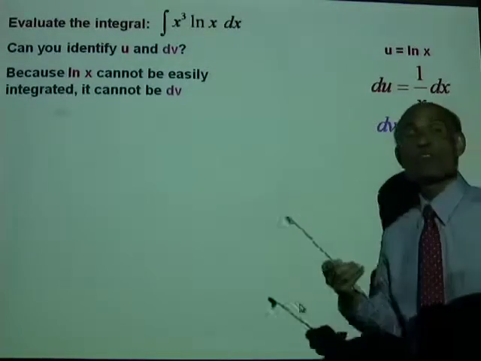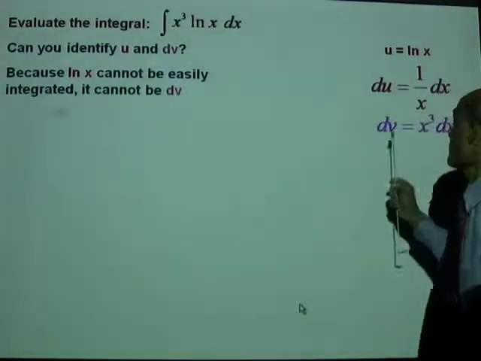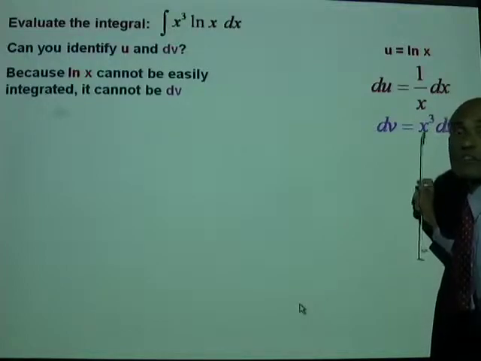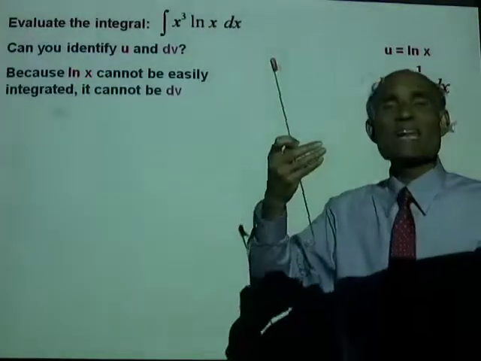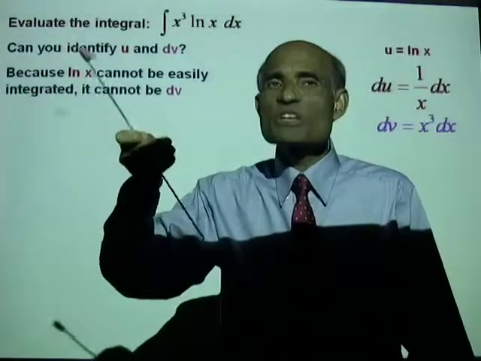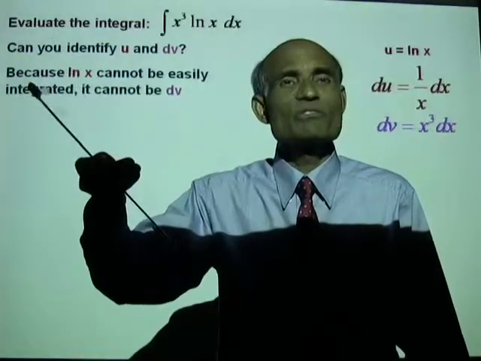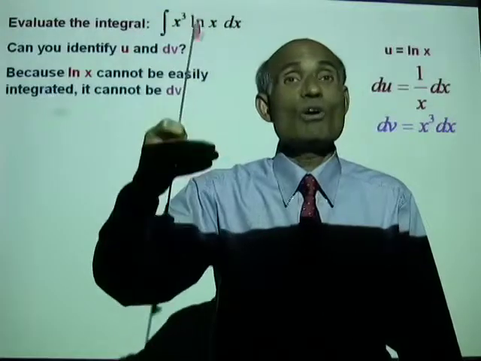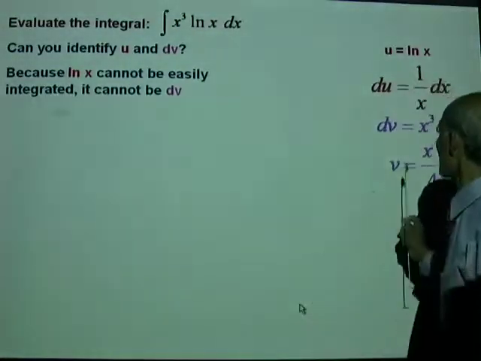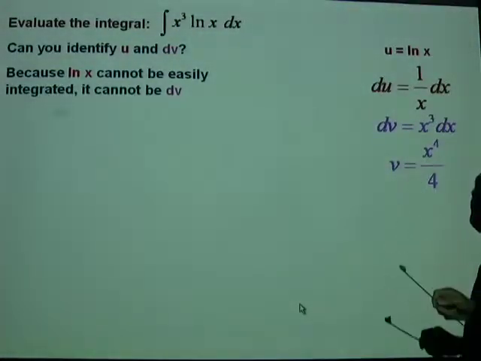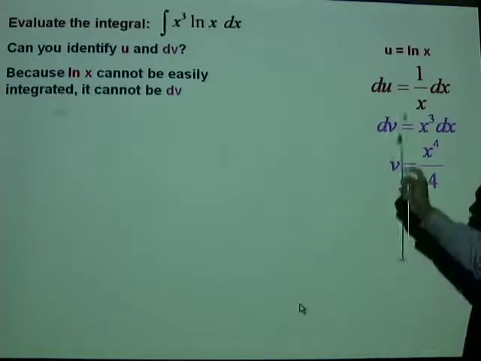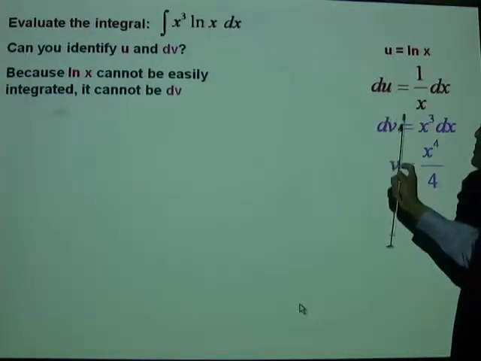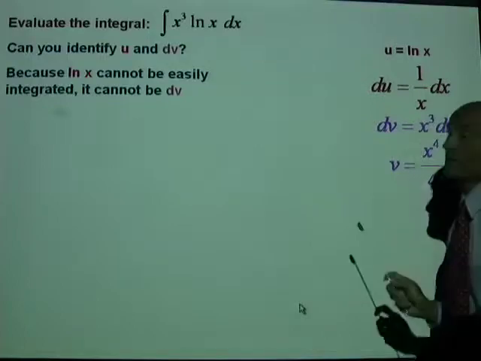Alright, in that case, what is your v? V is obtained by integrating this. What do you get if you integrate x cubed dx? What is integral x cubed dx? Power rule will be x to the power of 4 over 4. So v will be x to the power of 4 over 4. So we have u, we have du, we have dv, we have v.